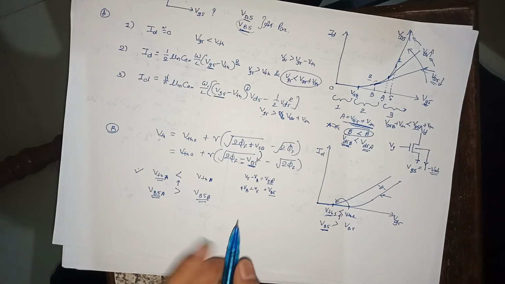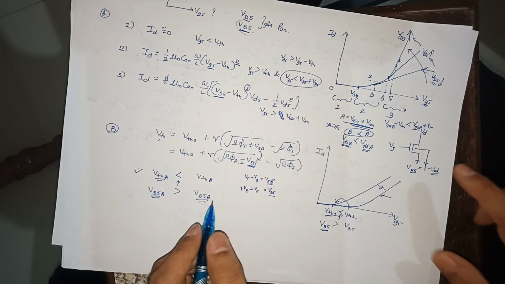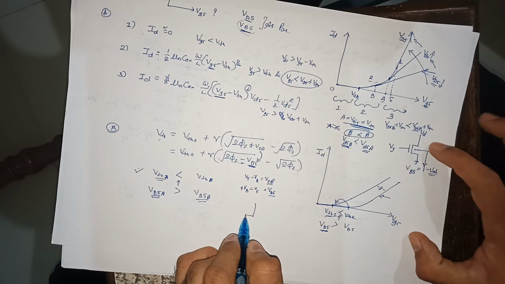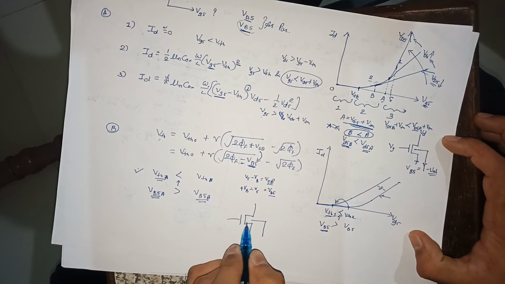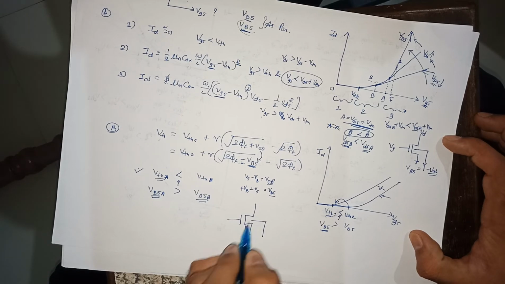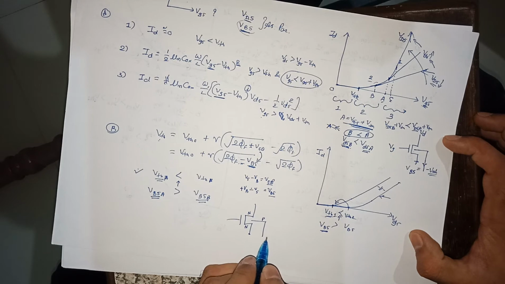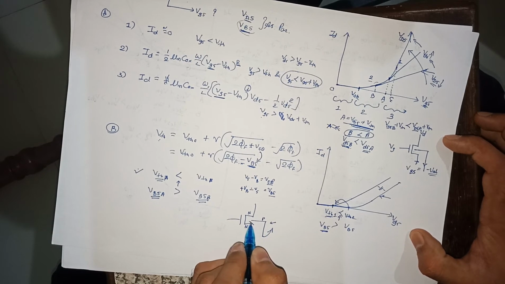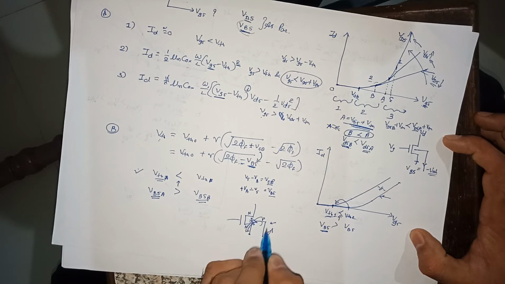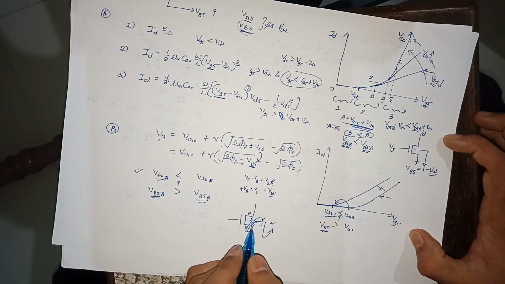Two things to be pointed out. Your V body, let me draw here, this will be somewhat confusing. This is N well, this is N well, and your body will be P substrate. If you are making it so positive such that this junction will be in forward bias, your whole current will follow this path. So be careful of this condition.